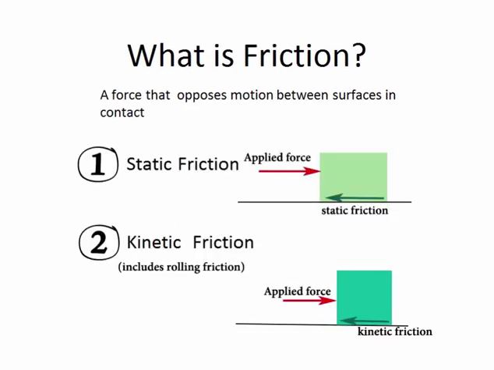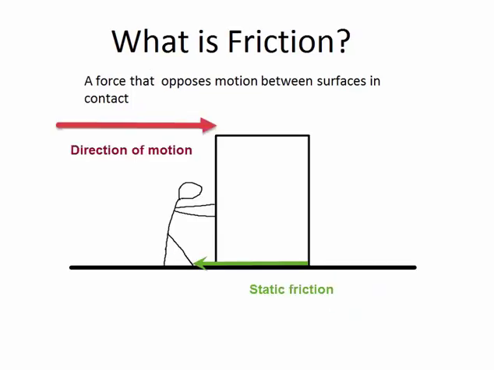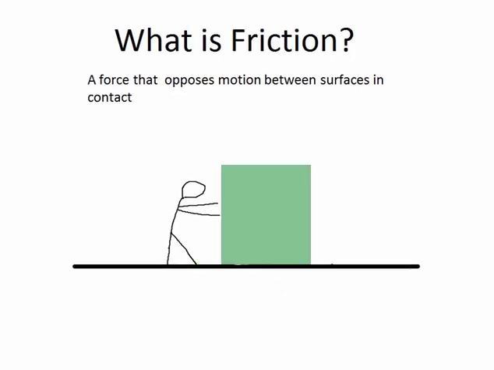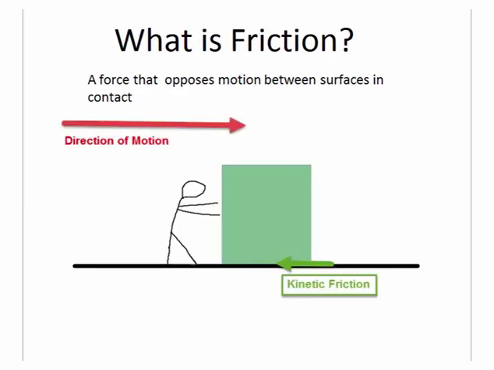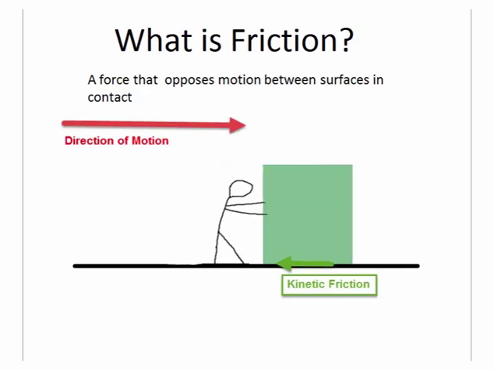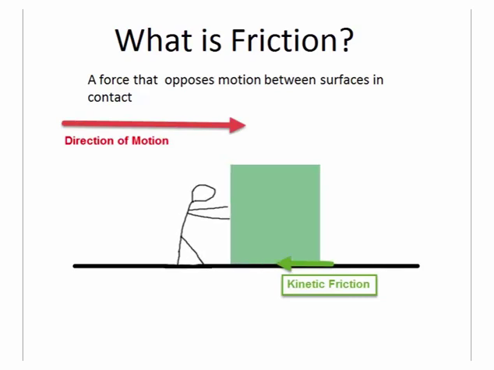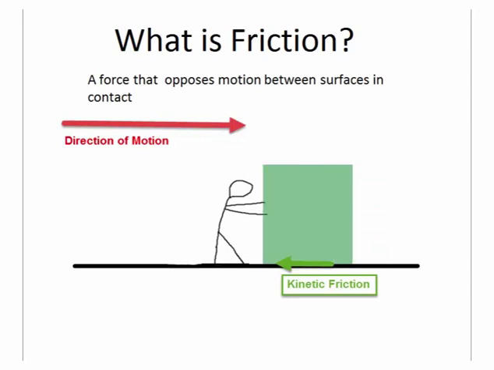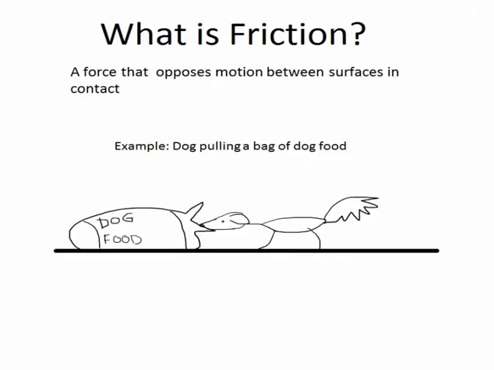There are two types of friction forces, static and kinetic. Static friction between objects prevents the objects from moving. It's a friction you're trying to overcome to get the object to move. Kinetic friction is a friction between two surfaces that are moving once you overcome the static friction. We'll use a dog pulling a bag of food across a concrete floor as our example.